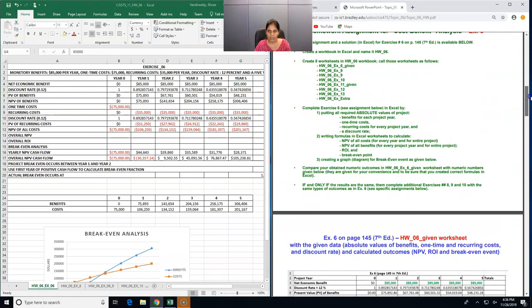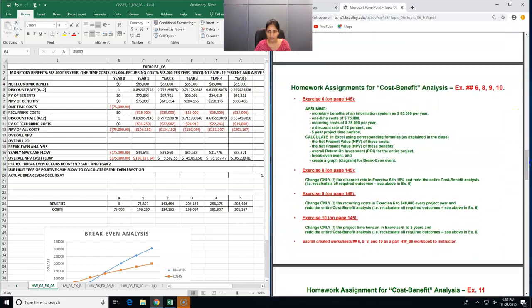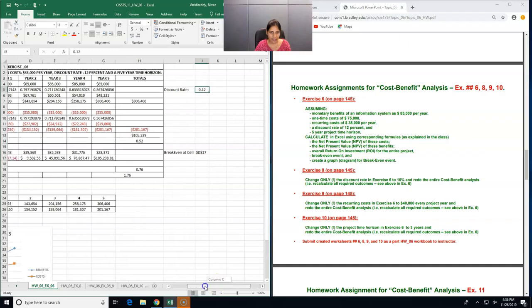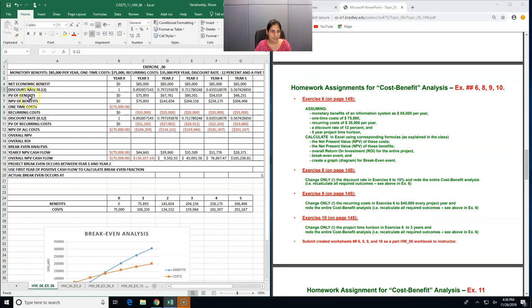Since in our question, it's mentioned that it's $85,000 per year, we don't have a different value for each year, but for all the years it's $85,000. And the discount rate is given as 12%, so it's 0.12. I've just taken the discount rate as 12% over here, to make the calculations easy.